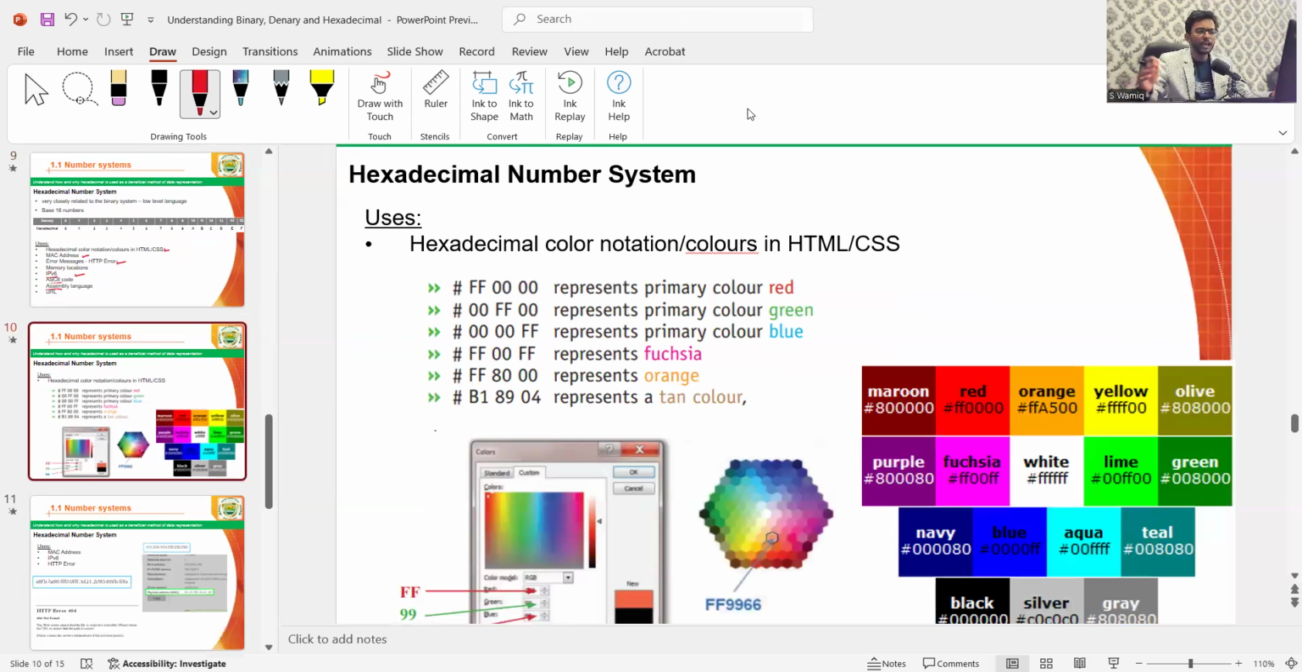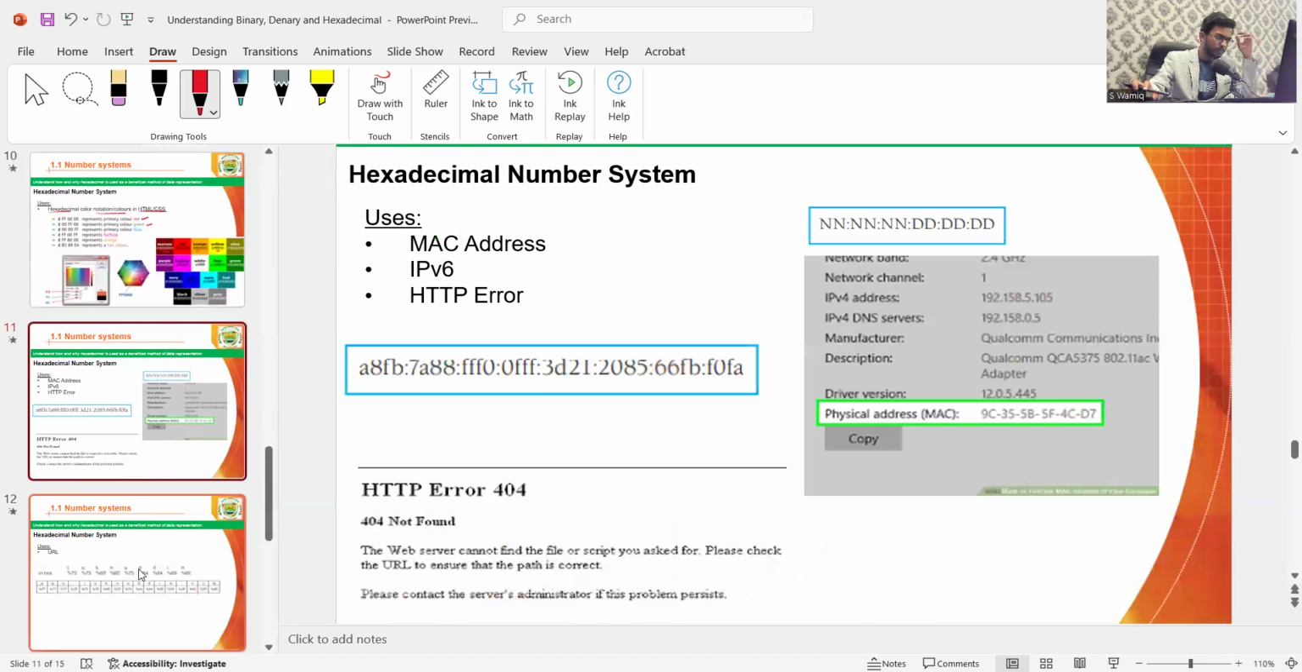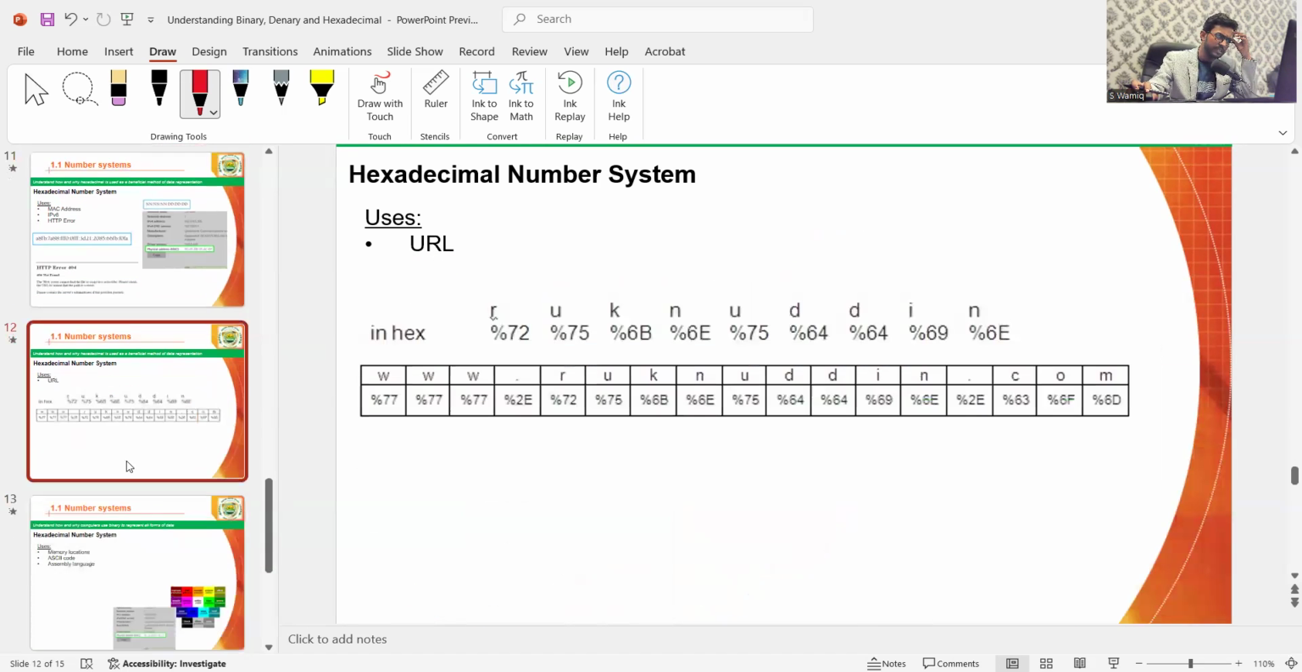So for example, if it's a color system, you might have seen that every color basically gives you a distinct value, and this distinct value is no other than hexadecimal. Why is that? Because it is basically a combination of alphabets and numbers. So hexadecimal is used in color codes in HTML, CSS. HTML and CSS are basically used for creating and designing websites. So for example, if it's like FF0000, it means that it is representing the red color. If it is 00FF00, it means it is representing the green color. There are other uses as well, which we will be discussing.